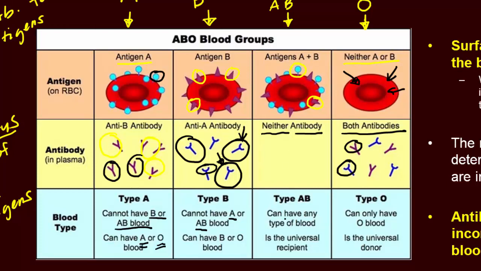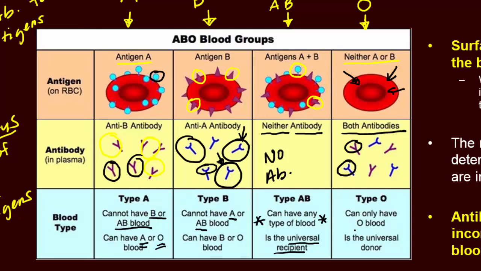Someone who is type AB blood can receive blood from anyone. Why is that? They are considered the universal recipient. Okay, why is that? Because they have no antibodies. If they have no antibodies, that means they have no attackers to reject blood they're given.